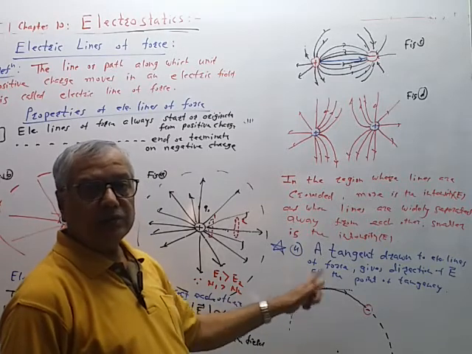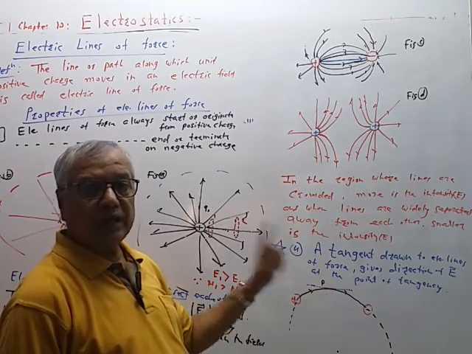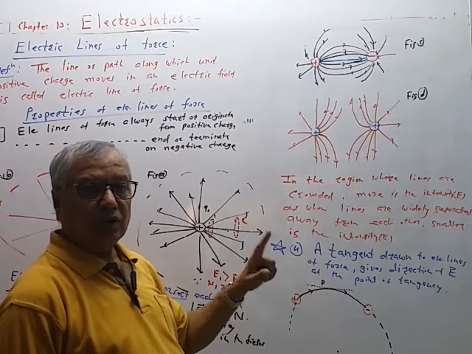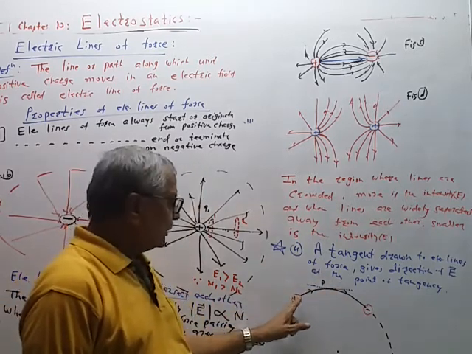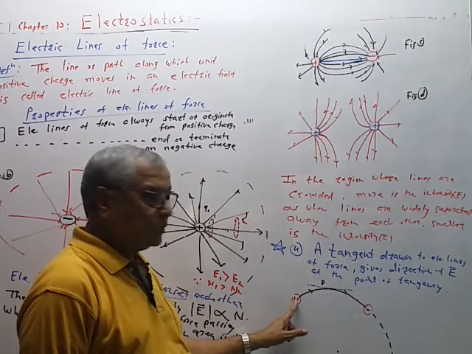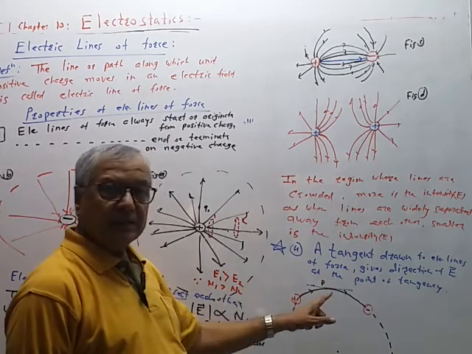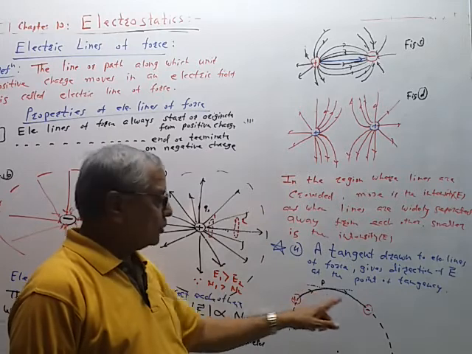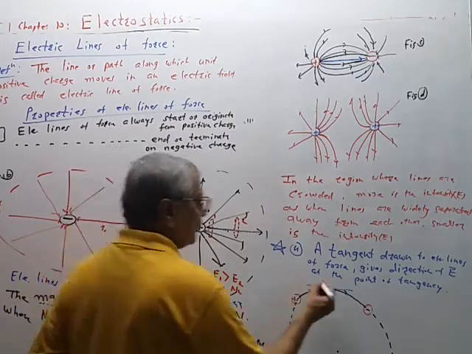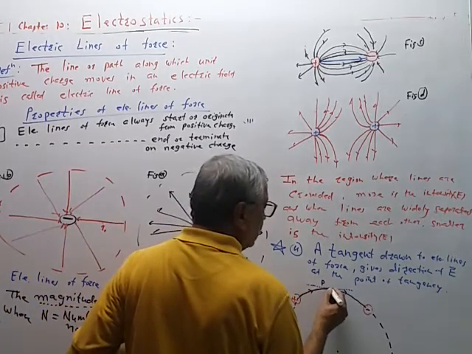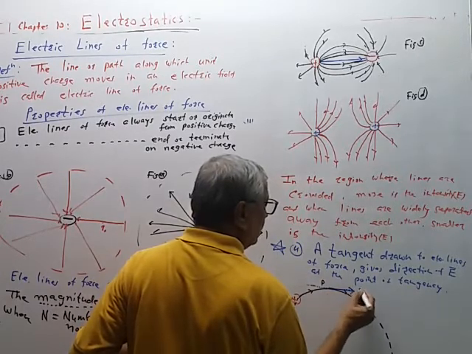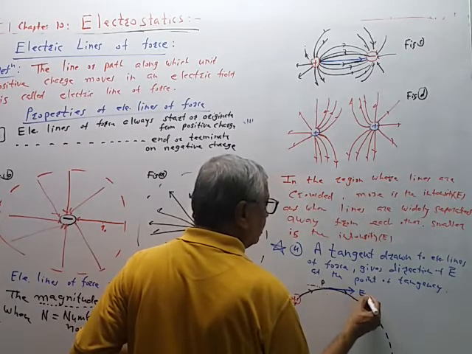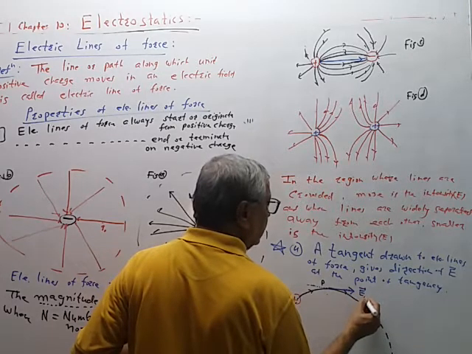This tangent gives the direction. Direction means we have to show the arrow. Now how will we show the arrow, whether in this direction or in this direction? Lines of force start from positive. Electric intensity is also directed away from positive and directed towards the negative. Therefore, at this point P, the direction of the intensity is along the tangent and in this direction. So this is the direction of the electric intensity E at point P.